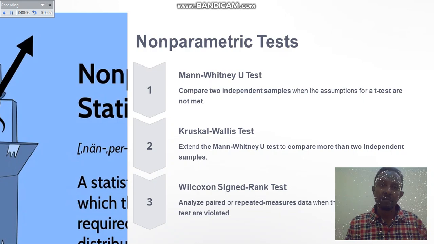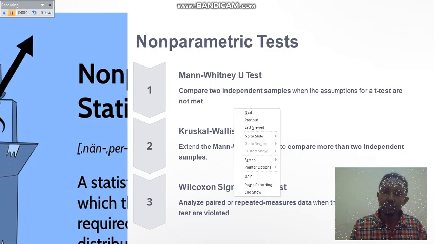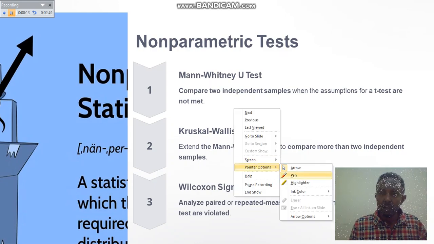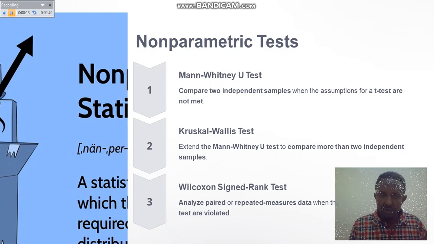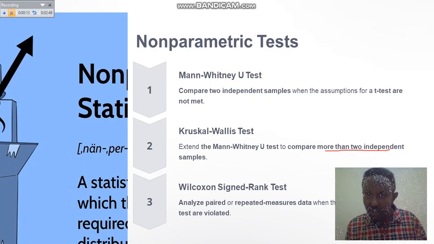Non-parametric tests can also be the Mann-Whitney U-test, used to compare independent samples when assumptions of the t-test are not met. And Kruskal-Wallis extends the Mann-Whitney U-test to compare more than two independent samples. Here it compares two independent samples. This one compares more than two.